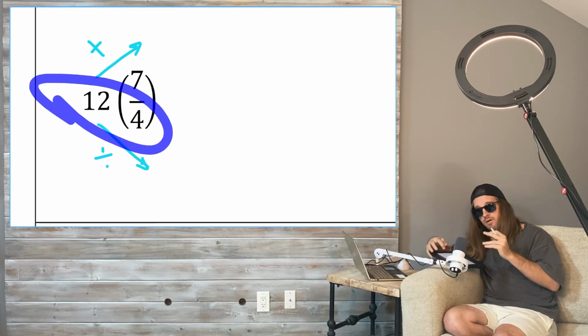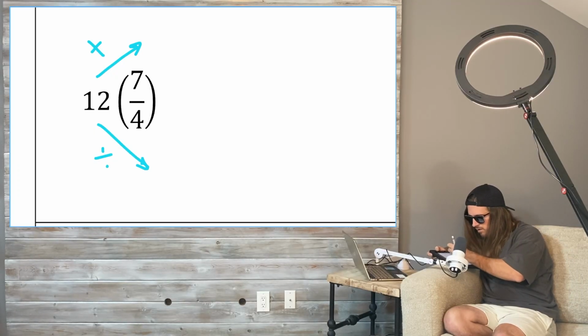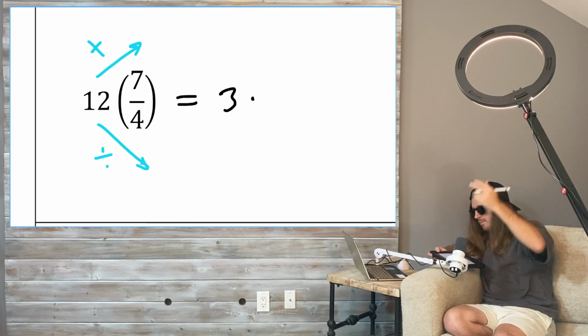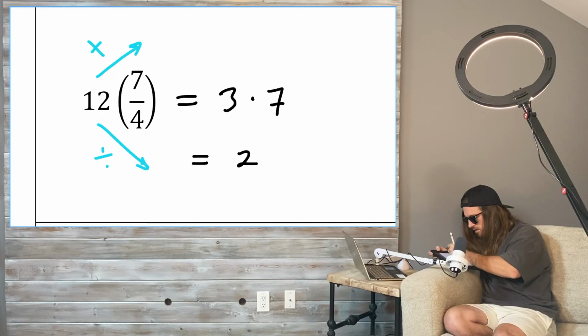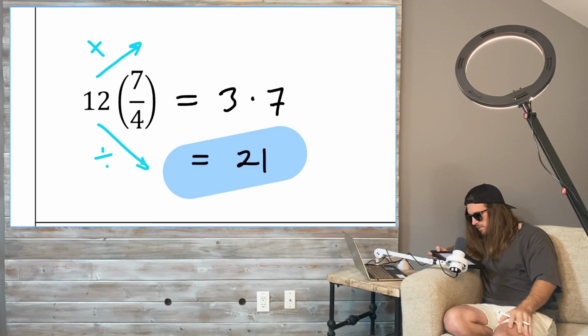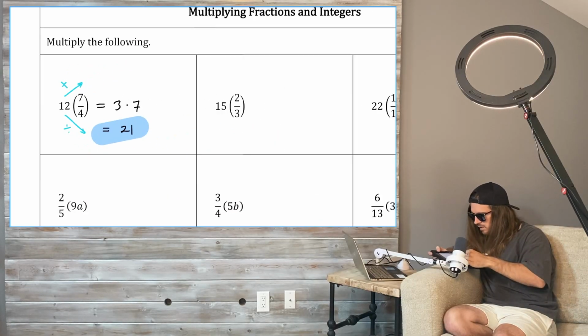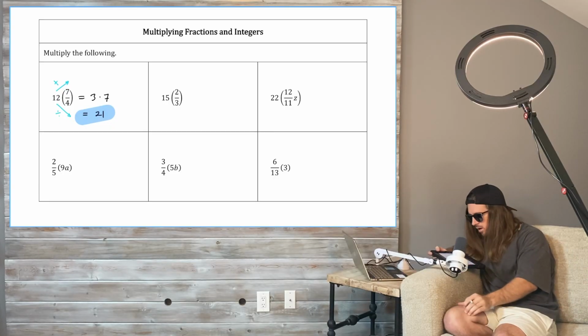12 divided by 4, not as bad. So let's do that. What is 12 divided by 4? Well, 12 divided by 4 is 3, and then we need to multiply up. We need to multiply that by the 7 up top, and 3 times 7 is 21. That is the answer there. 7/4 of 12 is 21. Let me zoom out here and give you the freedom to pause and try these out if you want.